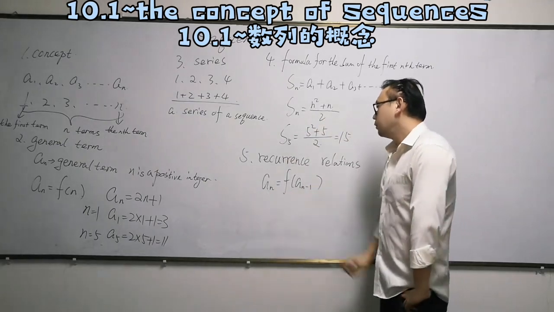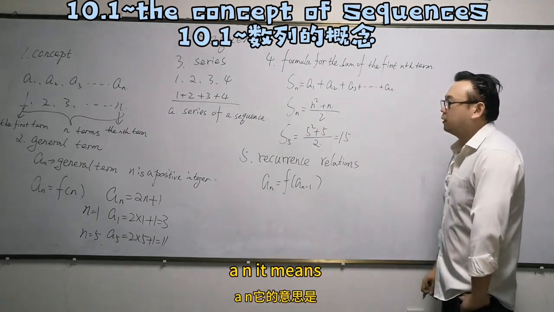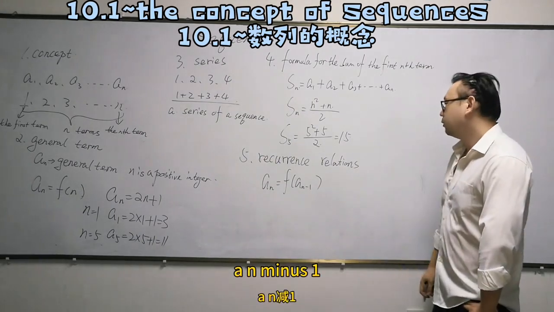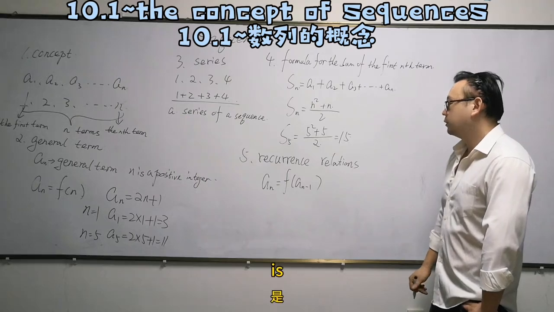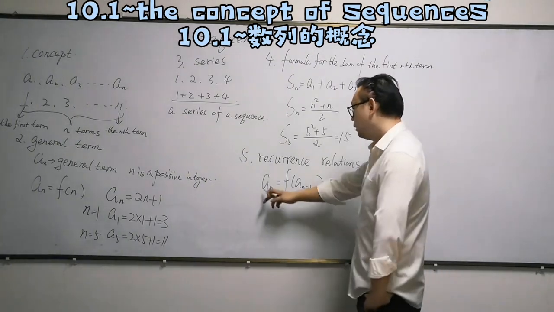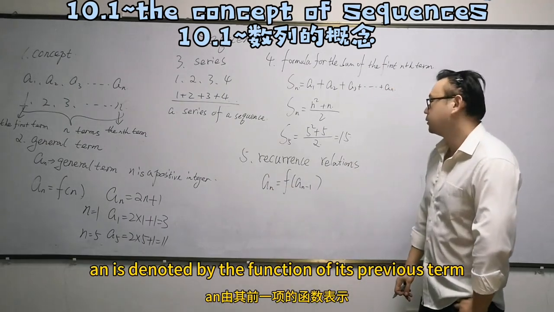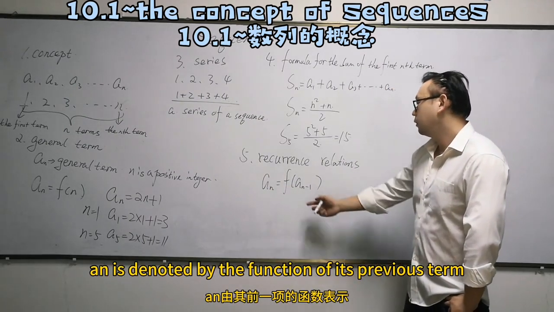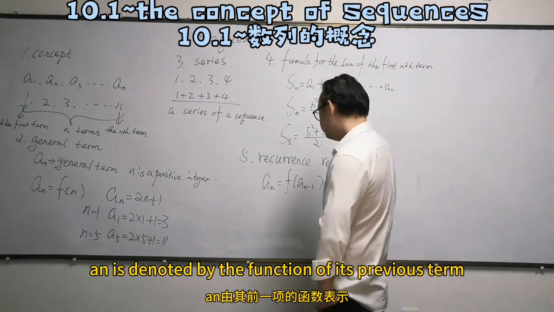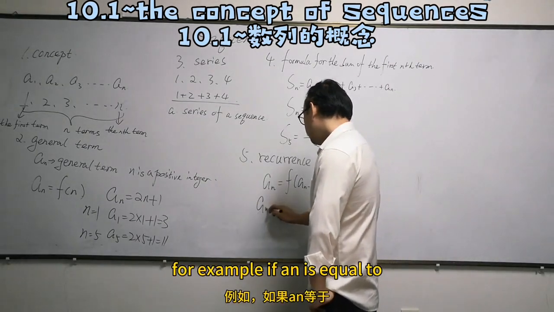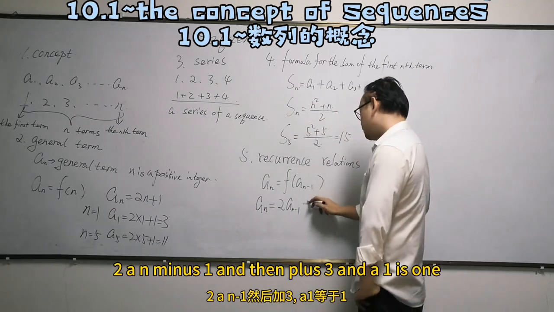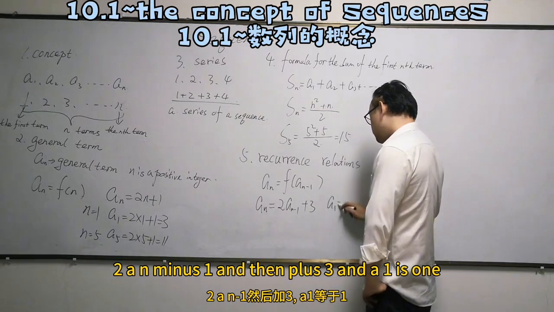So An means any term of a sequence. An minus 1 is the previous term of this sequence. So An is denoted by the function of its previous term. For example, if An is equal to 2An minus 1 and then plus 3 and A1 is 1.